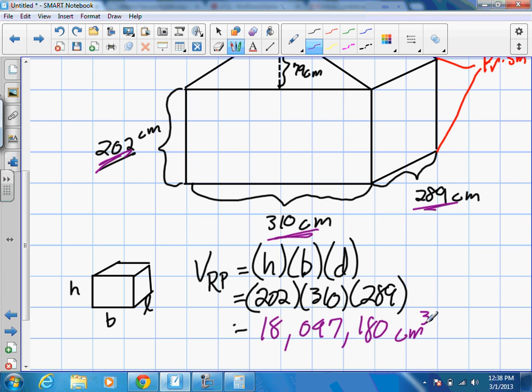First of all, we could have made this much easier if we converted it to what type of measurement? Meters, right? If I converted these all to meters, I'd be working with a much smaller number. But it's fine. It's not that it's wrong. It's just a large value to work with. So we found the volume of the rectangular prism.